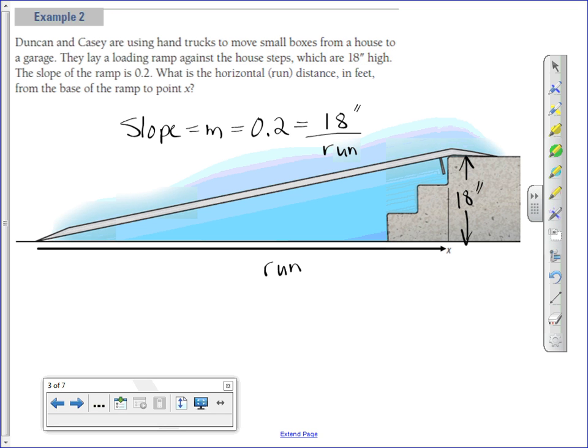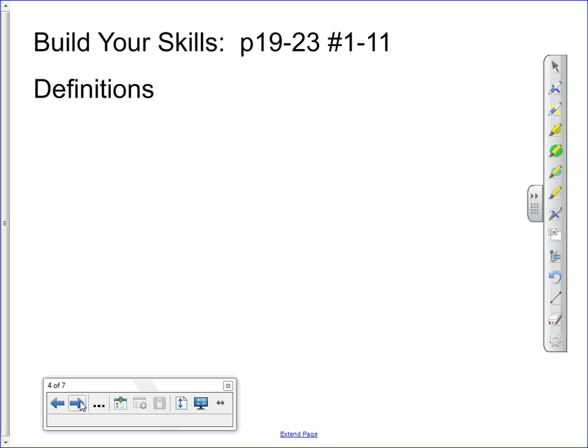To figure that answer out, we're going to divide 18 by 0.2, and we will get an answer of 90 inches, which we could also change to feet. If we divide that by 36, that is equal to 2.5 feet, or 2 feet 6 inches. So that's similar to the questions that you're going to see.